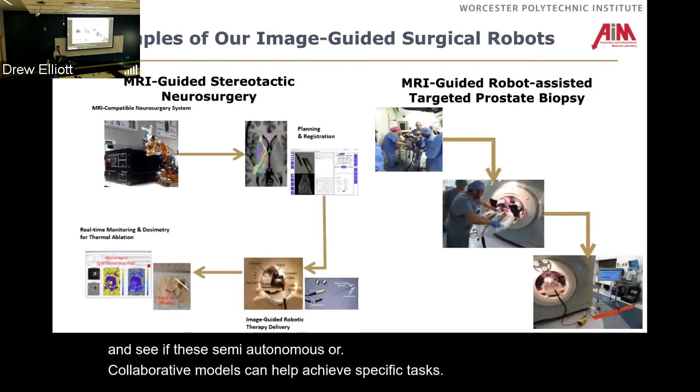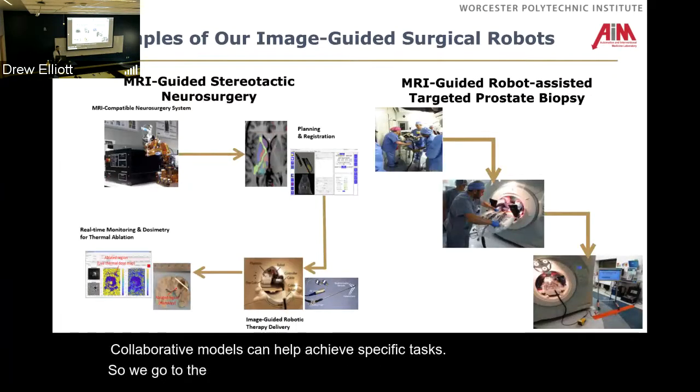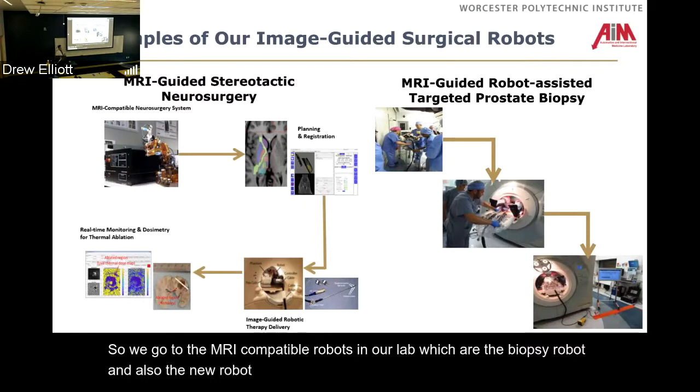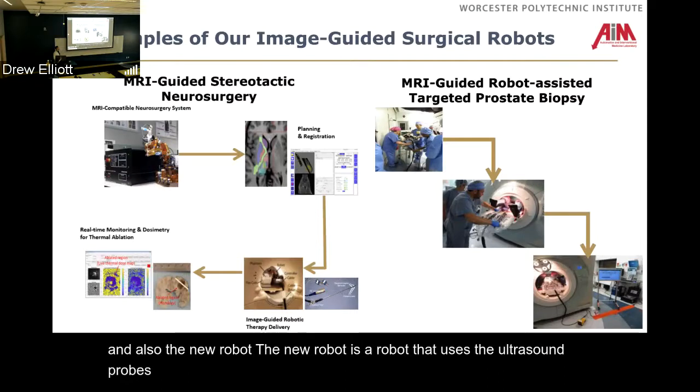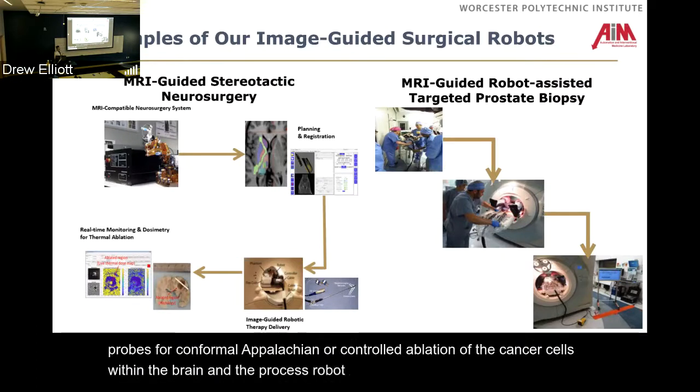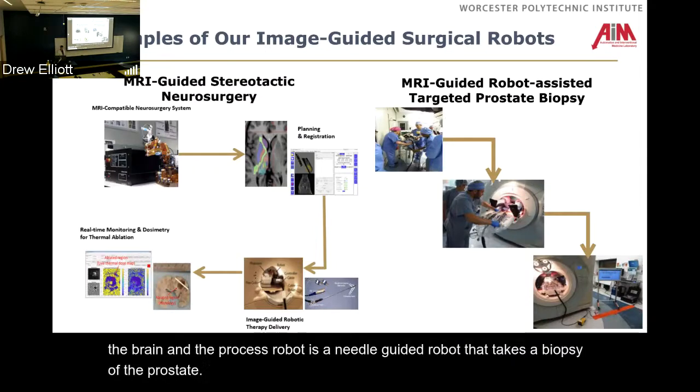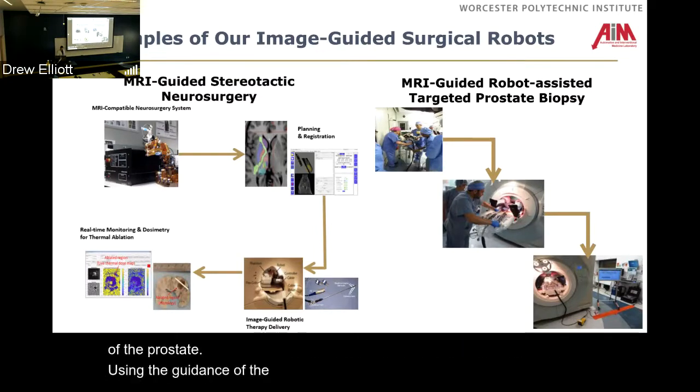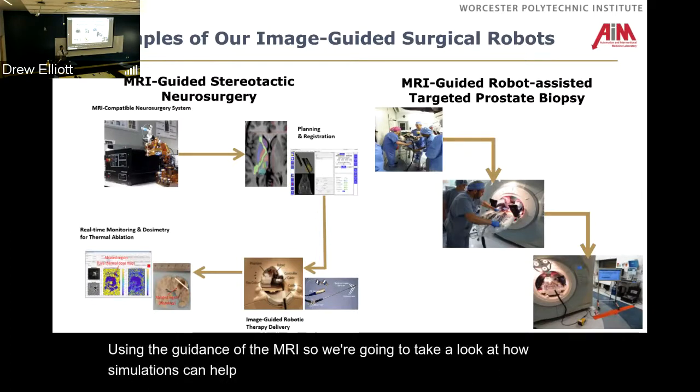So we go to the MRI-compatible robots in our lab, which are the biopsy robot and also the neuro robot. The neuro robot uses ultrasound probes for conformal ablation or controlled ablation of the cancer cells within the brain. And the prostate robot is a needle-guided robot that takes a biopsy of the prostate using the guidance of the MRI. So we're going to take a look at how simulations can help us achieve these two tasks.